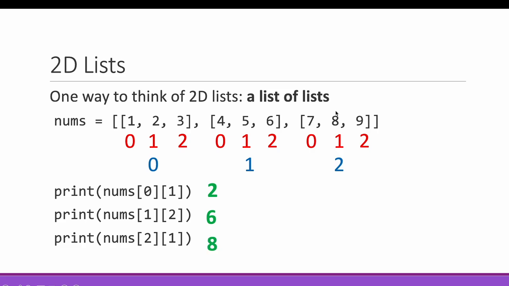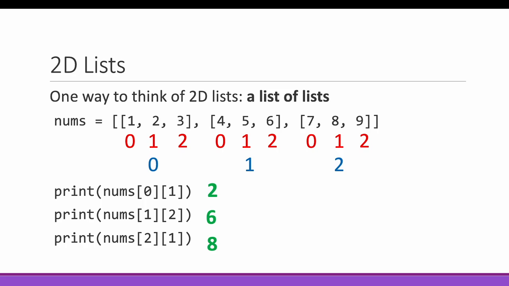Okay, so this is how 2D lists are created. Notice you've still got square brackets, each list is separated by commas, and then the lists themselves have the same syntax we learned previously. Now, I personally like to think of them as a list of lists.